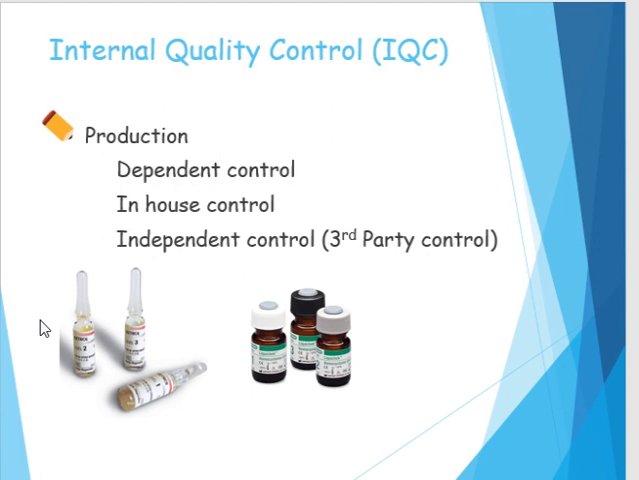First, the production of IQC could be as in the list. Dependent control means that the QC material is produced by the same company that supplies the reagent and analyzer. In-house control means that the lab produces its own IQC material. While independent control or third party control means that the IQC material is produced by a different company from the one that supplies the reagent and analyzer.